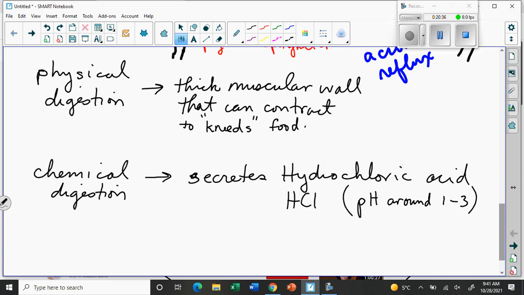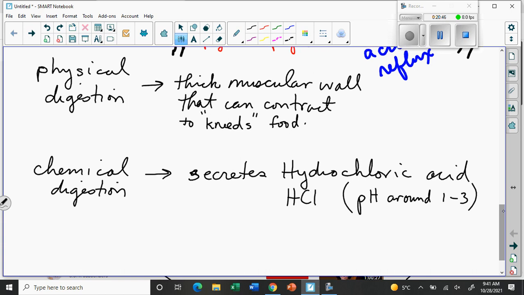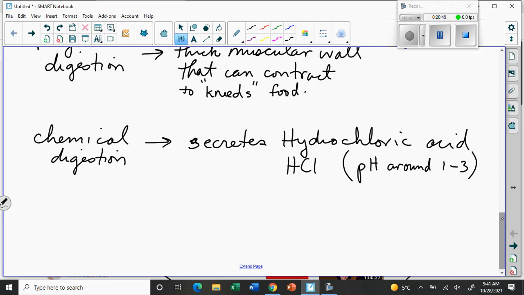The pH of your stomach is somewhere between 1 and 3, which is fairly acidic, which is why it would burn if it got out of your stomach and into the esophagus. And so that hydrochloric acid is going to start working on all kinds of molecules and breaking them apart. The other thing that the stomach secretes is something called pepsin. It's an enzyme, so it's a protein catalyst. Its job is to break down protein molecules.